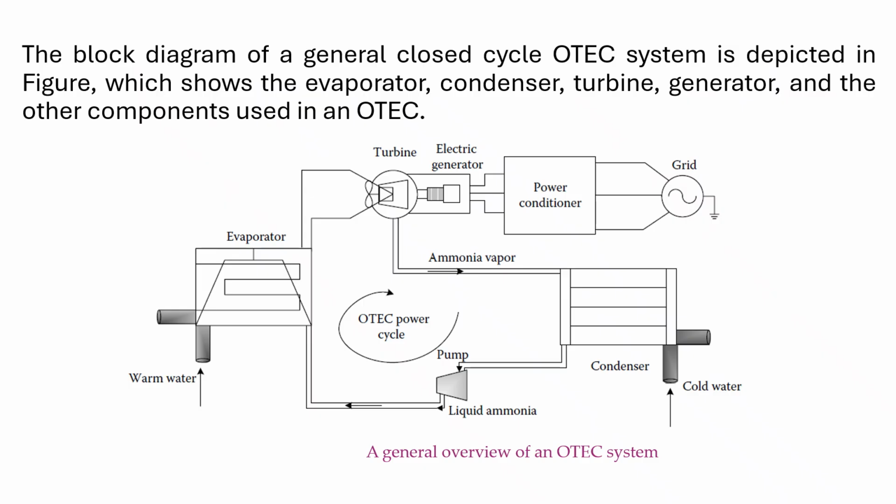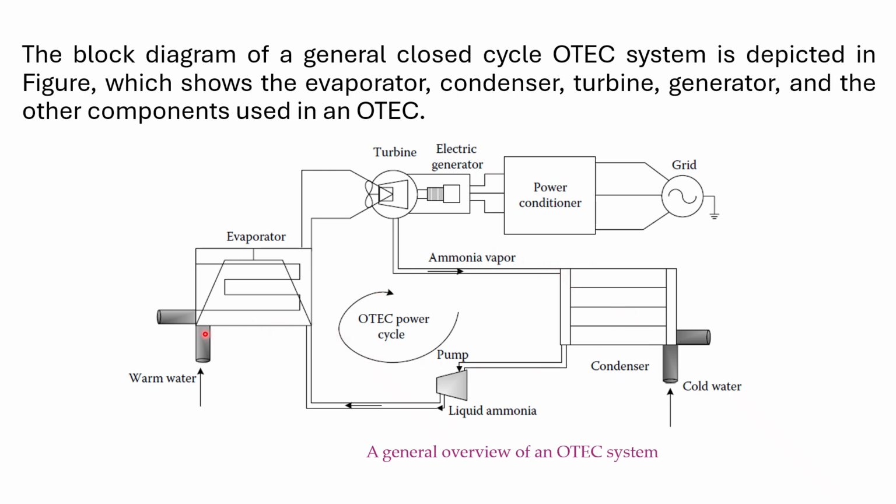The block diagram here is a simple general overview of the OTEC system. It is a closed loop cycle of the OTEC system, which has an evaporator, condenser, turbine and generator, and other components like pumps, and a grid connected to the power generation and power conditioner system, with entry of warm water and entry of cold water to condense it. All these make up the power cycle of the OTEC, just a simple overview.